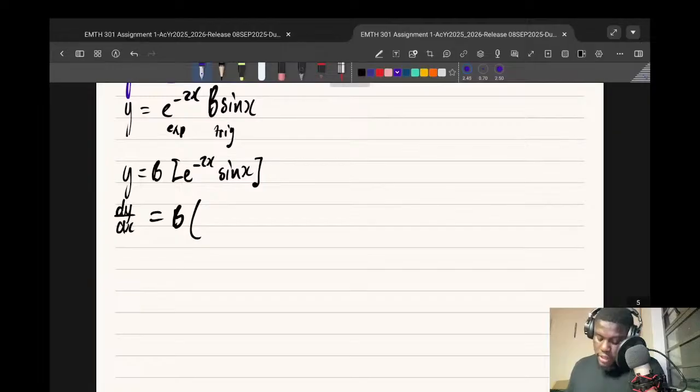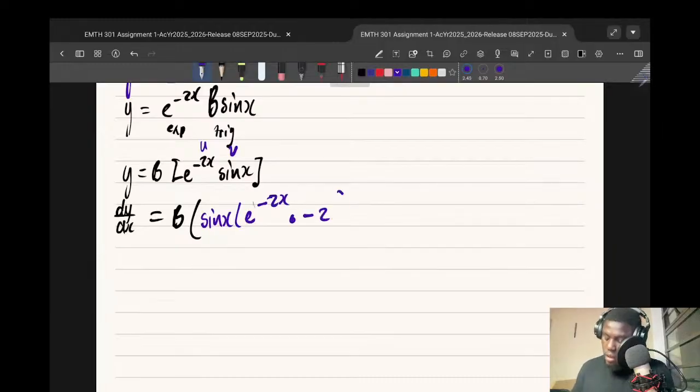So you're going to have it as, now you say this is going to be your u v. The product rule says bring the second one, the v, it's sine x. Multiply by derivative of the first. Derivative of the first, when you differentiate e, you first bring it as it is, e to the negative 2x. Then you multiply the derivative of its power. The derivative of negative 2x is negative 2, like that. Then we say plus.